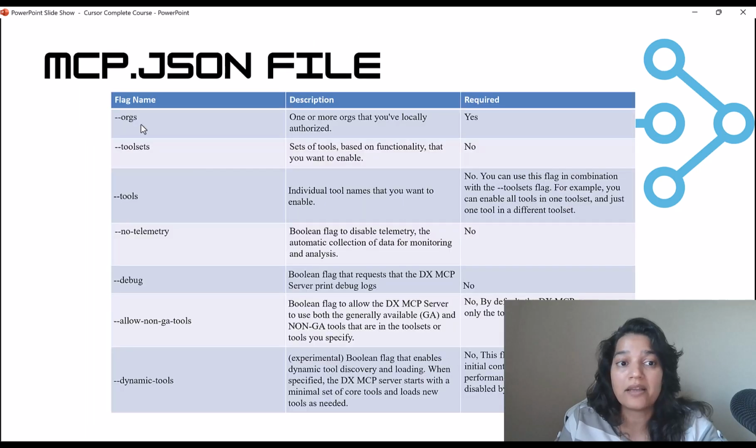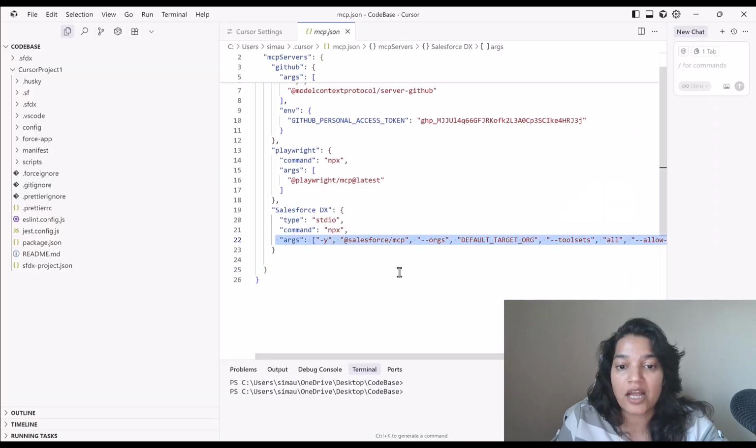Now, what do I mean by --orgs? Basically, one or more orgs that you have locally authorized. So what I've given is the org I want Cursor to make changes into. Here in my Cursor, I've said make changes to the default target org, or you can provide another org here as well. I have provided the default target org as the parameter, which basically tells Cursor, you're good to make changes to the default target org that I've configured, and it will make changes to that one.